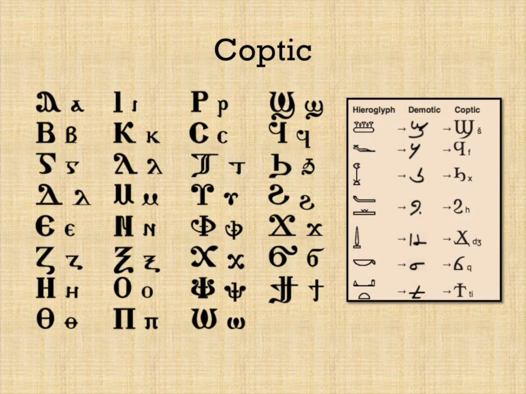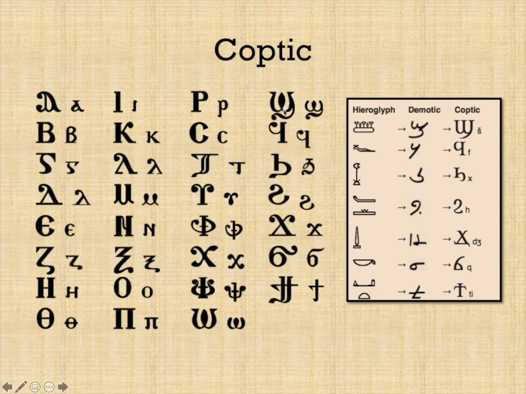Now, Coptic took the alphabet from Greek, and if you know the Greek alphabet, you can see very easily this is alpha, beta, gamma, delta, epsilon, zeta, eta, theta, iota, kappa, and so on. And finally, you get all the way down here to omega, but then suddenly you have these extra symbols.